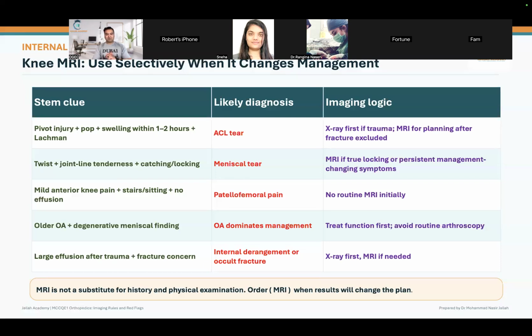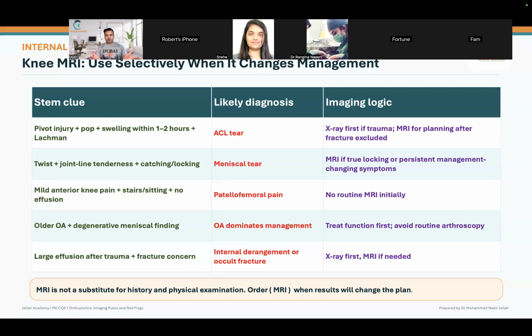Mild anterior knee pain plus stairs, sitting, plus no effusion: patellofemoral pain. Do I have to do imaging? No. No routine MRI or X-ray. Or an older adult with osteoarthritis and degenerative meniscal findings: osteoarthritis dominates management. Treat function first. Avoid routine arthroscopy. Large effusion after trauma.